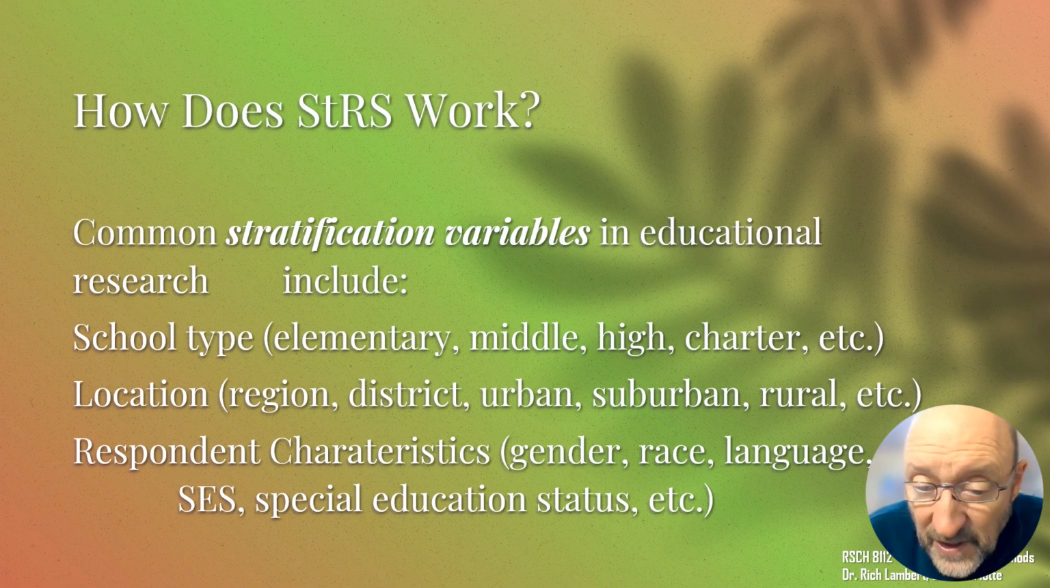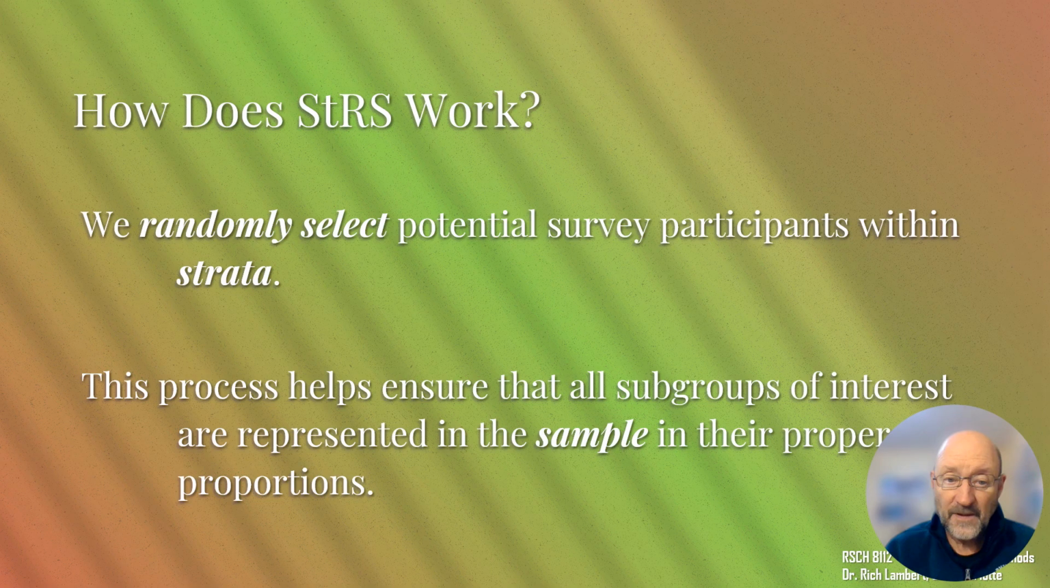Other times we're most interested in respondent characteristics as stratification variables. So this could be, as I was mentioning, gender, but it could also be race or primary language or socioeconomic status or special education status or something like that. The way it works then is we randomly select potential survey participants within strata. And this process helps ensure that all the subgroups of interest are represented in the sample and in their proper proportions. Now, there are other ways you can allocate besides what's called proportional allocation, but proportional allocation is the most commonly used and the simplest.